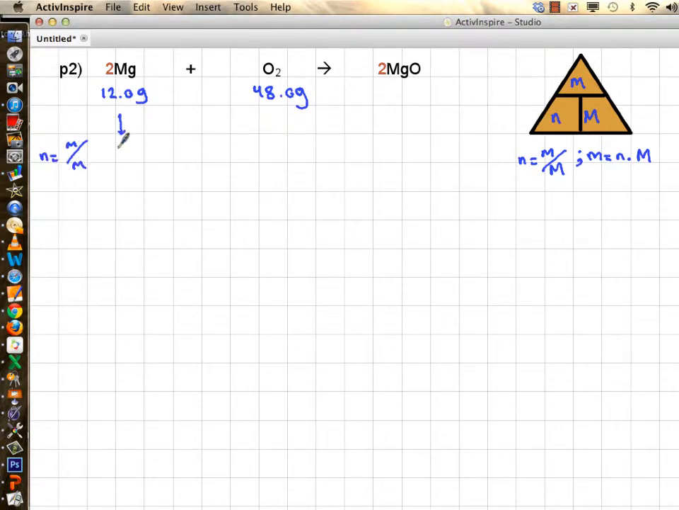In this case, it's 12 grams of magnesium divided by its atomic mass, which is approximately 24 grams. For oxygen, I have 48 grams. And I'm going to divide it by oxygen's molar mass. Now remember, this is diatomic. You have 2 oxygens for every molecule. So the molar mass is 2 times 16 grams per mole.